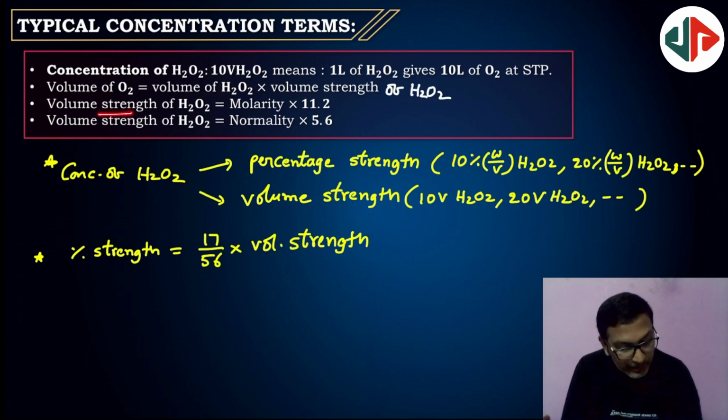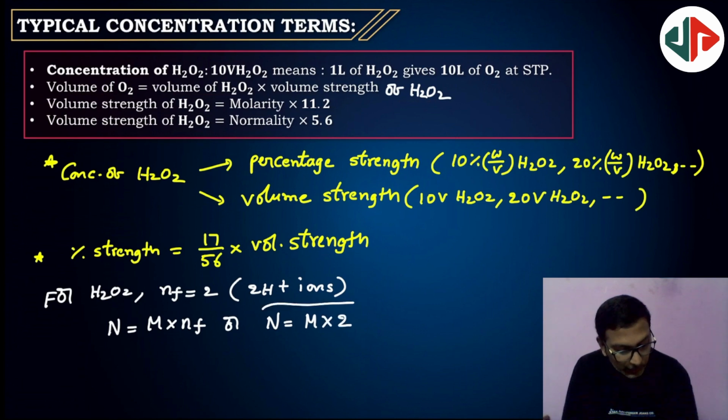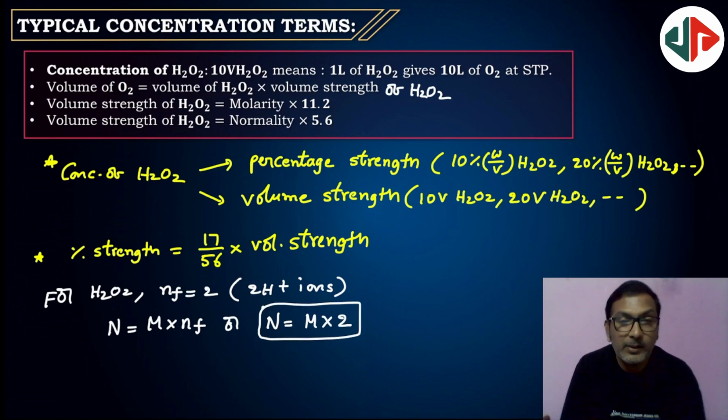Next, volume strength of H2O2 equals molarity into 11.2, or normality into 5.6. For H2O2, the n factor is 2. That means 2 H plus ions. Again, we know normality equals molarity into n factor, so normality equals molarity into 2. Remember this relation: molarity into 11.2 or normality into 5.6.